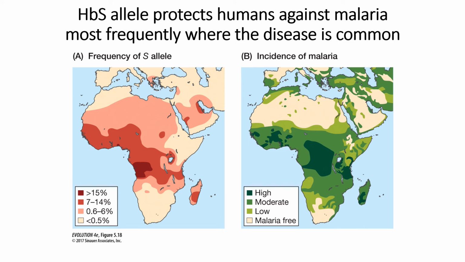And this is shown in multiple texts that I've seen, but this is a good image of getting at it. The HbS allele protects humans against malaria, and we can see that on the allele frequency on the left here and the incidence of malaria on the right, which match fairly well.